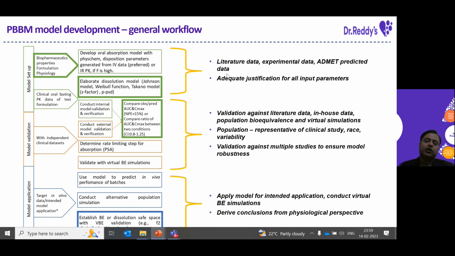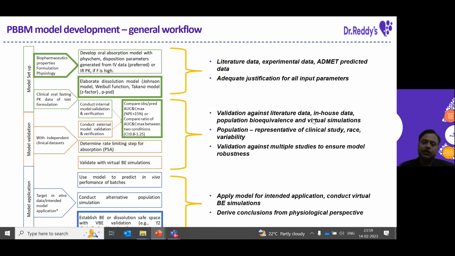However, it is important that we have adequate justification for all the input parameters which we have used during the model setup. The next phase comes in terms of the model validation, where we could use internal validation as well as external validation. And typically, we use the same criteria of prediction error that we use for the IVIVC. In this, the validation can be done against the literature data.